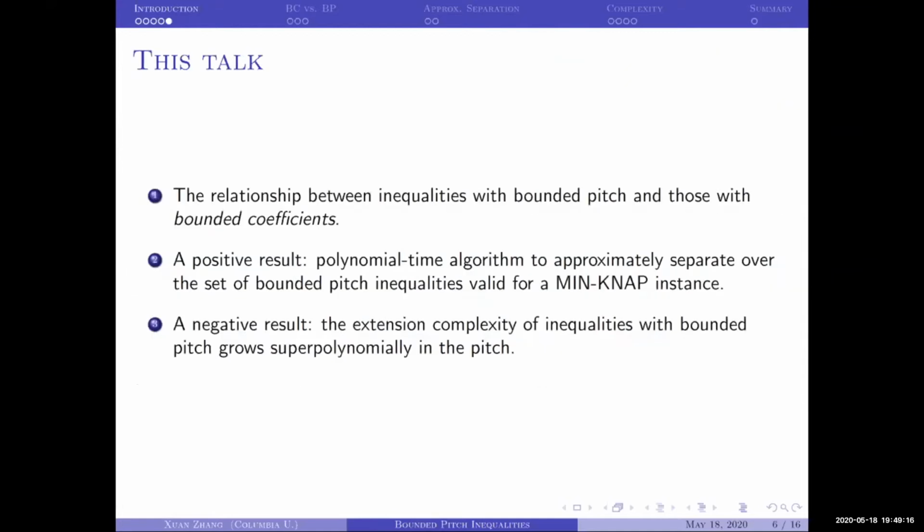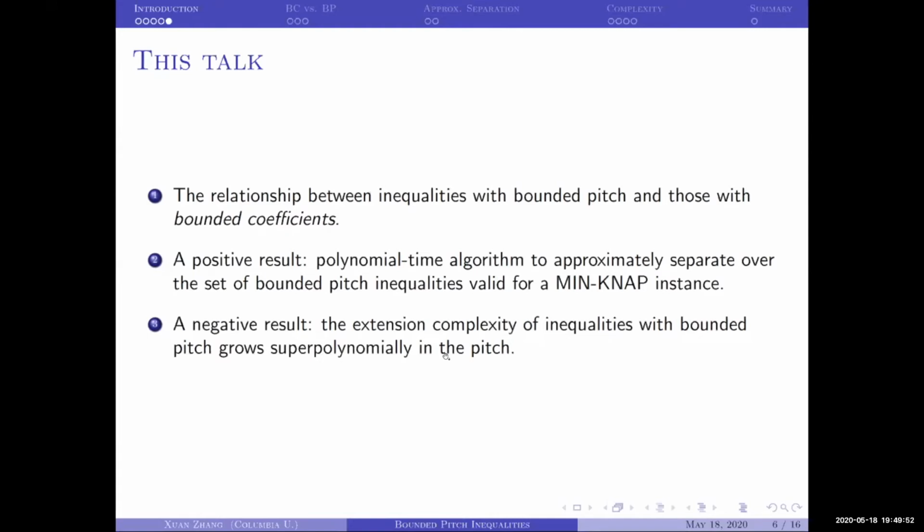So in this talk, I'll be focusing on 3 particular topics. The first one is I want to talk about the relationship between inequalities with bounded pitch and those with bounded coefficients. And then I will give a positive result, which is a polynomial time algorithm that approximately separates over the set of bounded pitch inequalities that are valid for a minimum knapsack instance. And lastly, I will give a negative result, which is a lower bound on the extension complexity of inequalities with bounded pitch. And I will show that they grow super polynomially in the pitch.